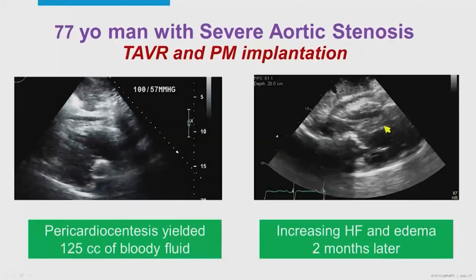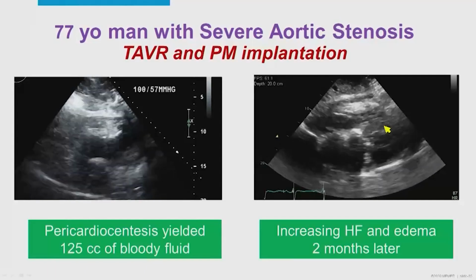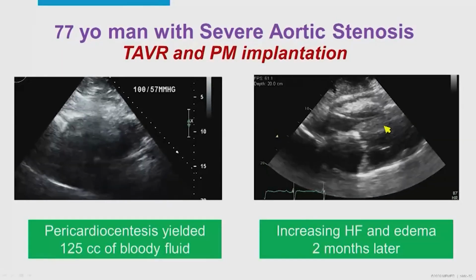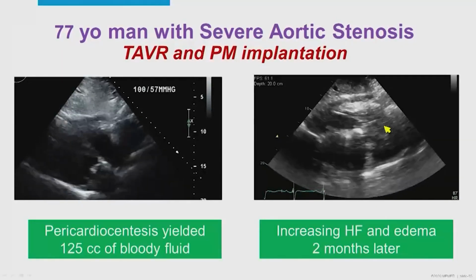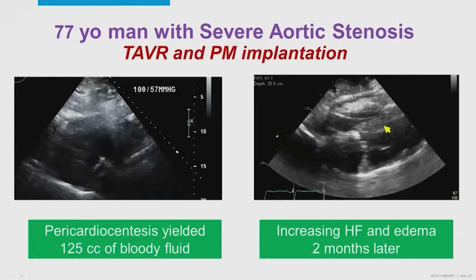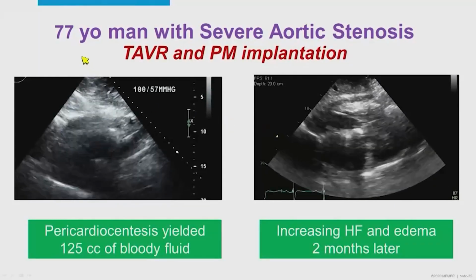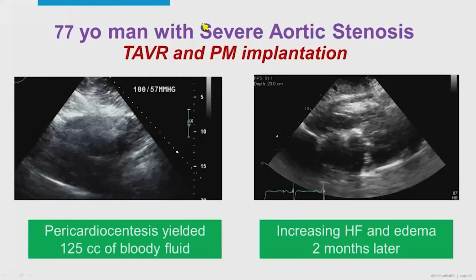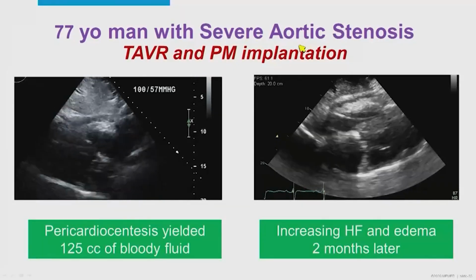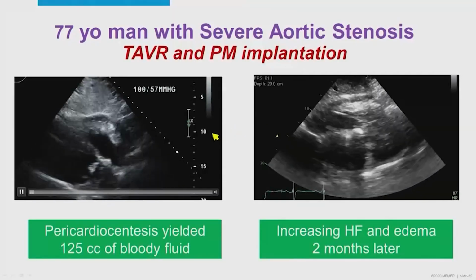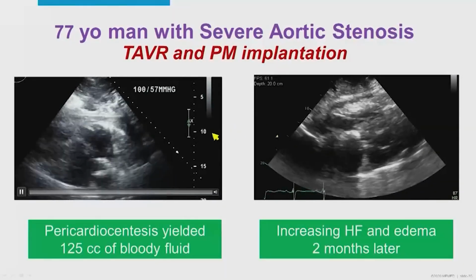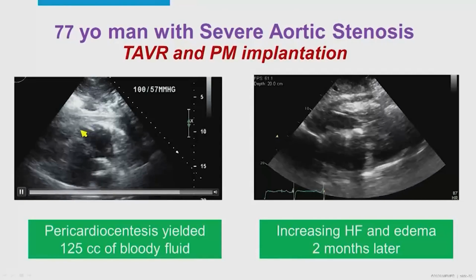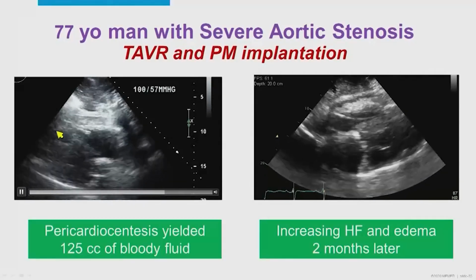And this is an example. We now have a lot of devices, EP devices, and we have the interventional structural heart disease devices. These patients were getting both TAVR and pacemaker implantation to manage severe aortic valve stenosis. And the patient unfortunately developed tamponade. They probably ruptured the RV free wall.